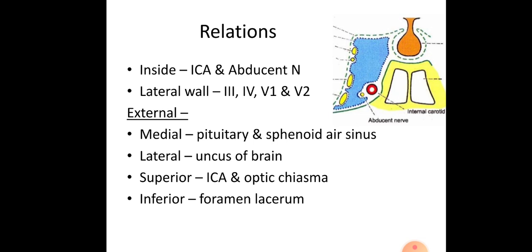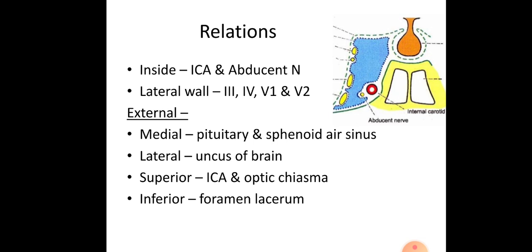Okay, so what is seen inside? It is the internal carotid artery. When you are writing the answer, don't use short forms. It is the internal carotid artery and the abducens nerve. And in the lateral wall, there is the third cranial nerve, and fourth, meaning oculomotor nerve and trochlear nerve, and I have written it as 5-1 and 5-2. Five is trigeminal, the first division of trigeminal is ophthalmic, the second division is maxillary. All these are seen on the lateral wall of the sinus.